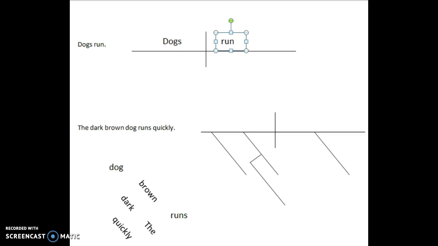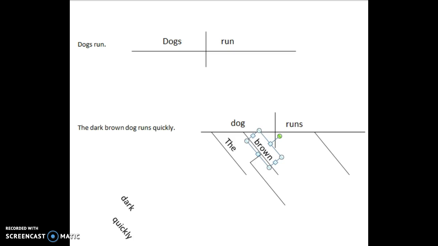So we have the sentence, the dark brown dog runs quickly. Now, as we just learned, our subject goes here, our predicate or our verb goes here. The is an article modifying dog. So we place it on our first diagonal line coming off of dog. Then we have brown, which is an adjective modifying dog. So it goes on our next diagonal line off of dog.